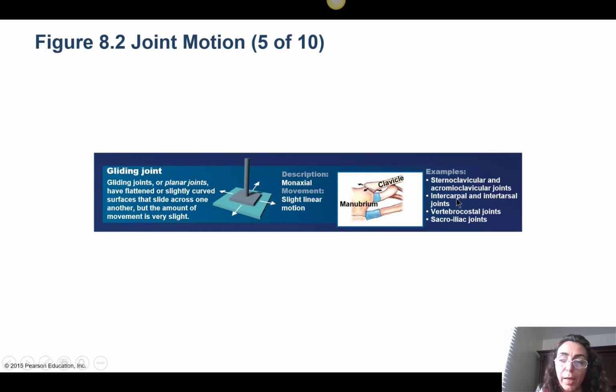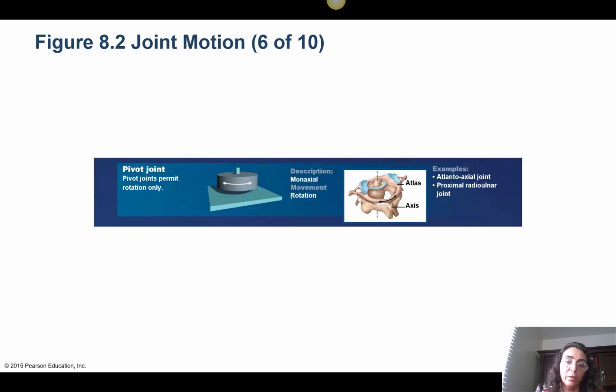gliding joints. And intercarpal or intertarsal joints, vertebrocostal joints, the joints that we have between the vertebrae and the ribs, and also the sacroiliac joint, SI joint, between the sacrum and the ilium. SI joint, you remember, that's connecting the ilium to the sacrum on the back. These are all examples of the gliding joint.